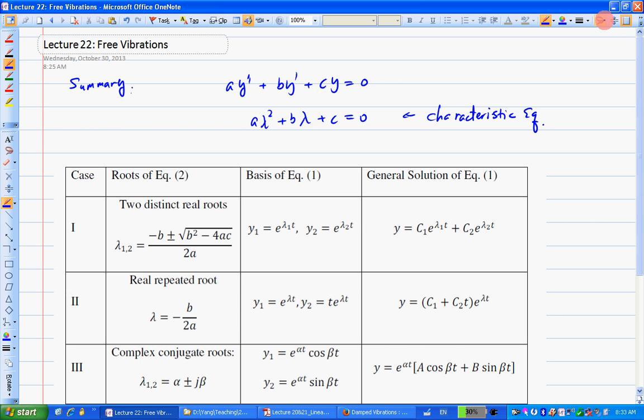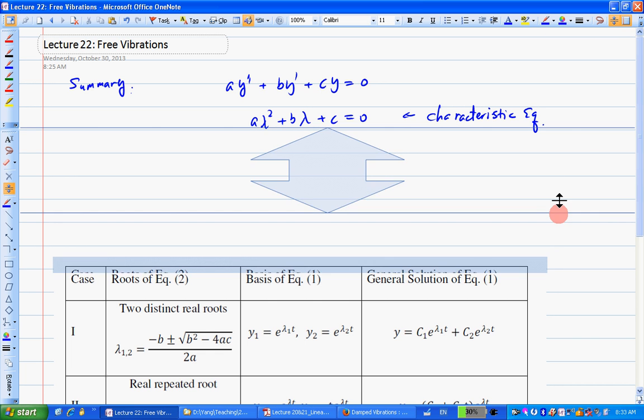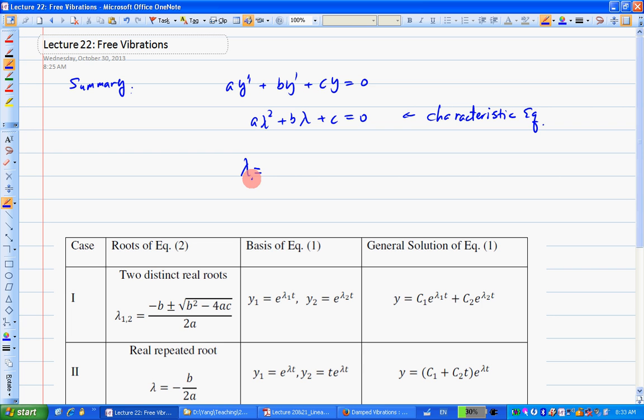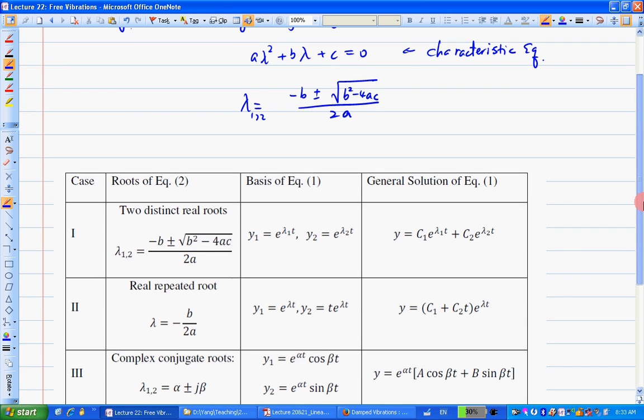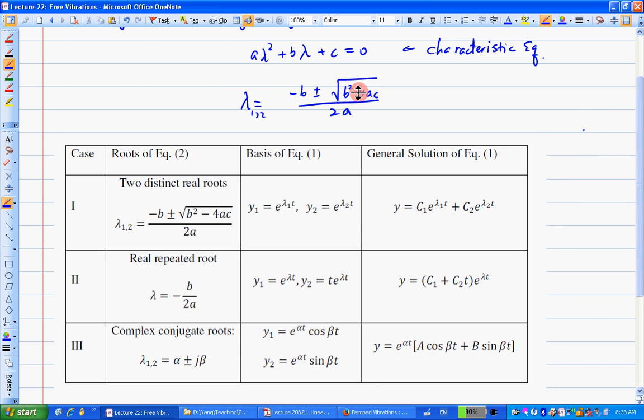Then the solution for this characteristic equation is lambda 1, 2 equal to negative b plus minus the square root of b squared minus 4ac, over 2a. Right, that's the general solution. So now here's a table. You need to look at the value of b squared minus 4ac to find the corresponding case in this table. 3 different cases, basically.